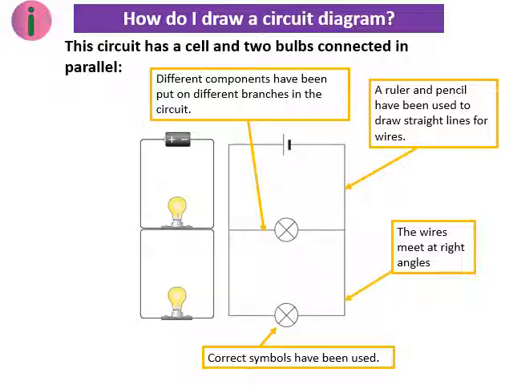For a parallel circuit, there can be more than one loop. So it's the same rules, just instead of just one series loop, it's more than one. Different components then go in different branches, but other than that, it's exactly the same rules. So you need to use the correct symbols, use a ruler and pencil, and make sure the wires meet at right angles.